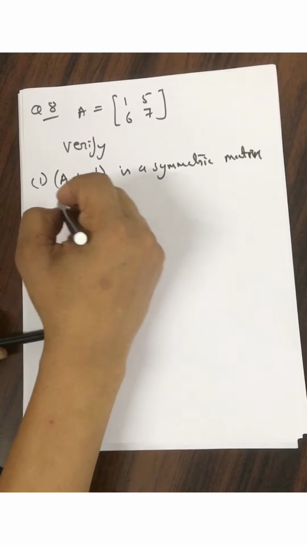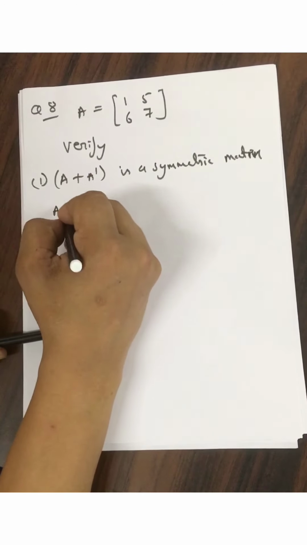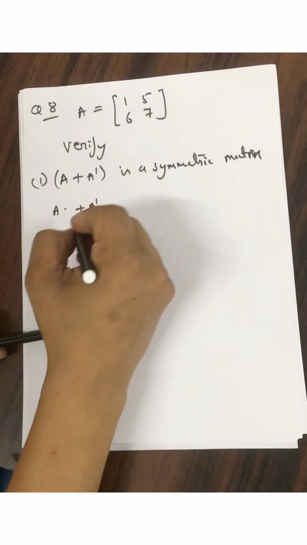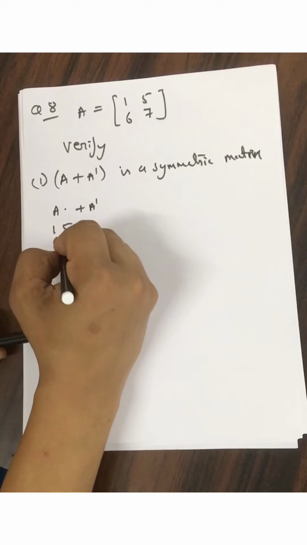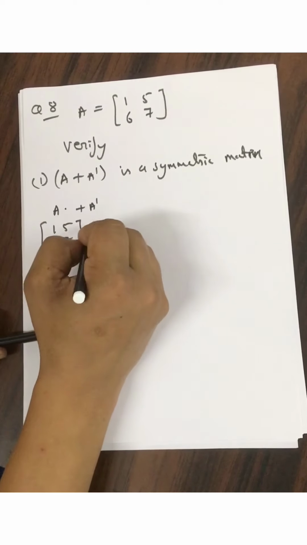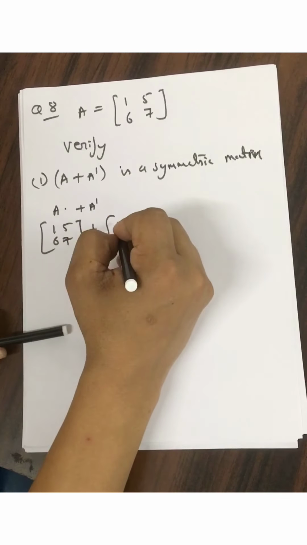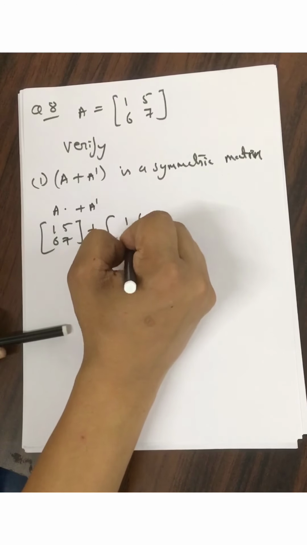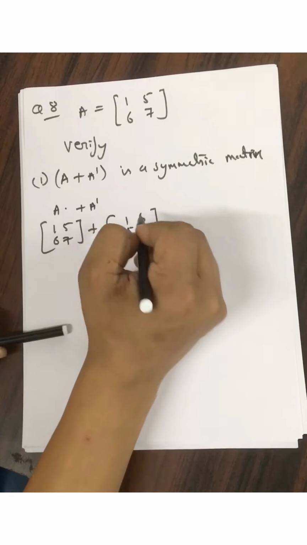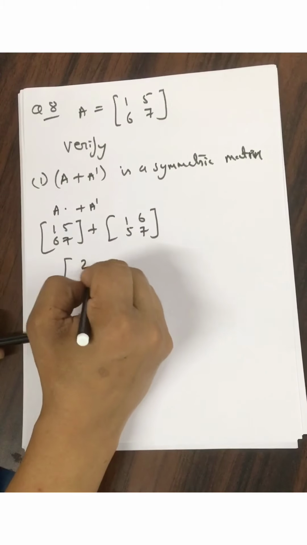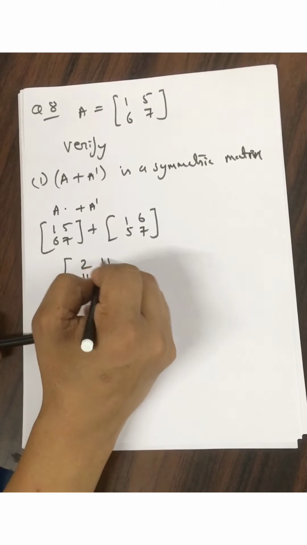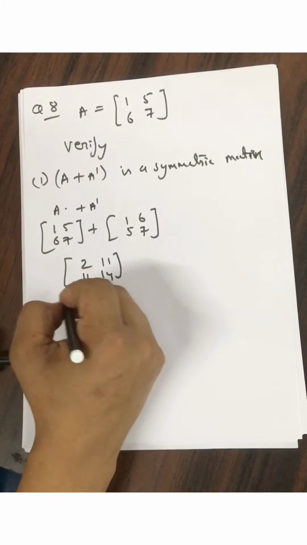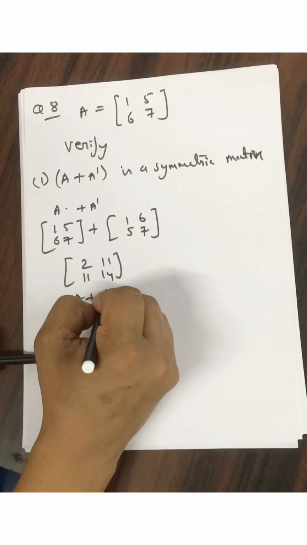So what do you do? First, A is given, we find A plus A dash. A is 1, 5, 6, 7, this is the first one, plus A dash, which is 1, 6, 5, 7. This is A dash. Add up: 2, 11, 11, 14. Now this is A plus A dash.